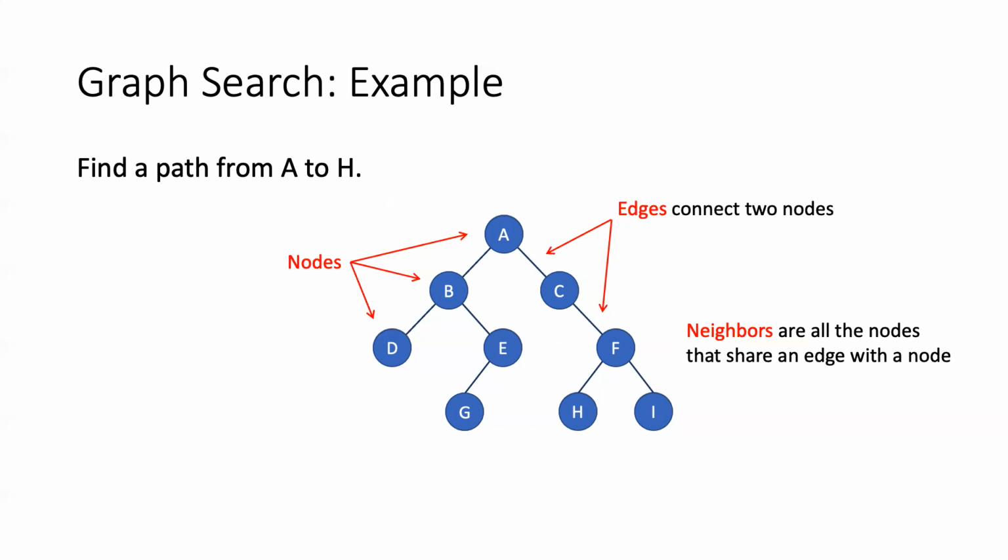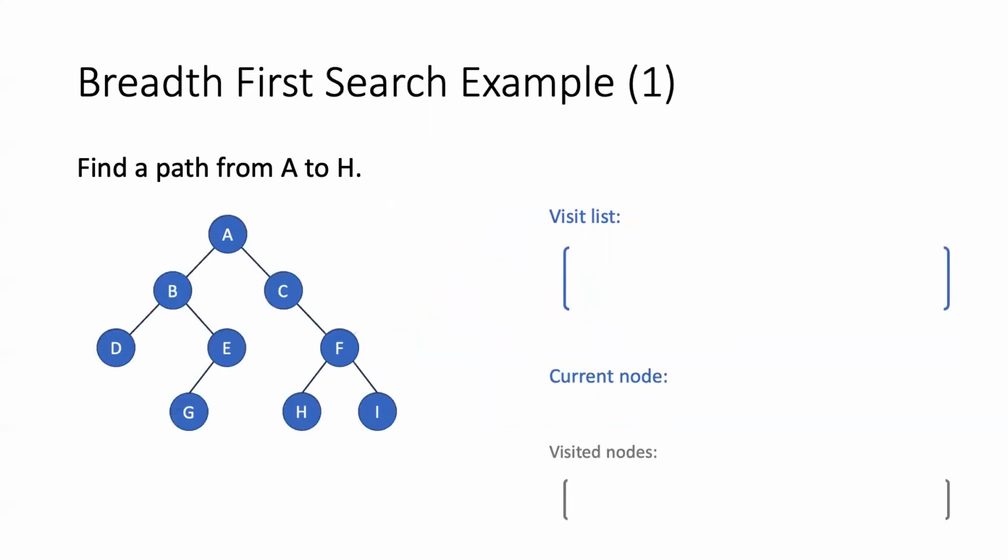If we want to find a path given this graph structure from node A to node H at the bottom here, we're going to walk through a breadth first search example to show you what this should look like.